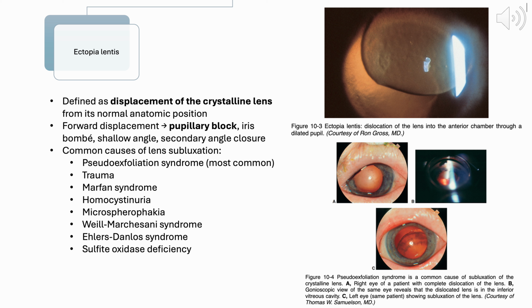There are many possible causes of lens subluxation. The most common is pseudoexfoliation syndrome, but we also see it in cases of trauma, Marfan syndrome, homocystinuria, and in less common conditions such as microspherophakia, Weil-Marchesani syndrome, Ehlers-Danlos, and even rare enzymatic deficiencies like sulfite oxidase deficiency. The clinical images on the right illustrate how striking the lens displacement can be, ranging from subtle subluxation to complete dislocation into the anterior chamber.